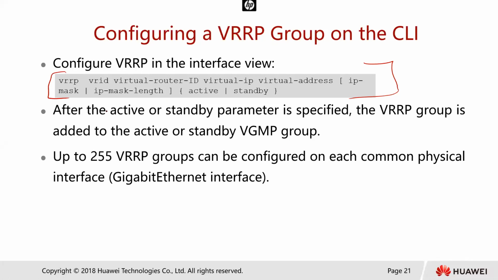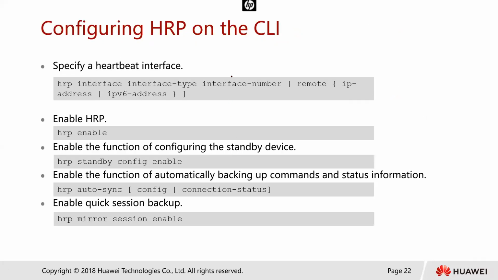After you go ahead and open your eNSP, go to your firewall, you can try and create some of these things. After the active or standby parameter is specified, the VRRP group is added to the active or standby group. Up to 255 VRRP groups can be configured on each common physical gigabit Ethernet interface. So you can go ahead and configure those things.